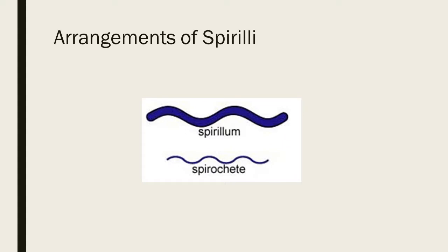The last one we're looking at are spirilla. I just put pictures in your notes because it's kind of hard to draw the difference between the spirillum and the spirochete. The biggest difference is the spirillum is going to be a thicker spiral bacteria, and the spirochete is going to be really, really thin. The way that I look at it is the spirillum is kind of like a big fat spaghetti noodle, and the spirochete is more like the really thin angel hair pasta.